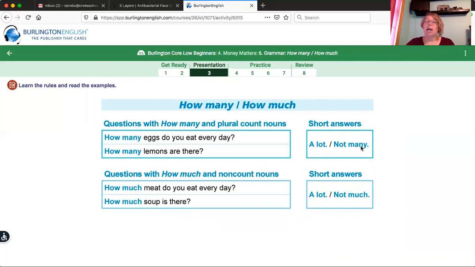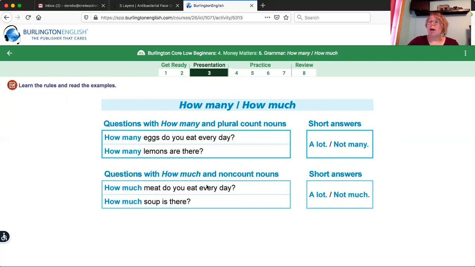So how many eggs do you eat every day? 4, 5. So when you have a question like this, you have 2 options. Dos opciones. Hablar número, 4 eggs, o hablar en general. Mucho, a lot, or poco, not many. Those are your 2 options.